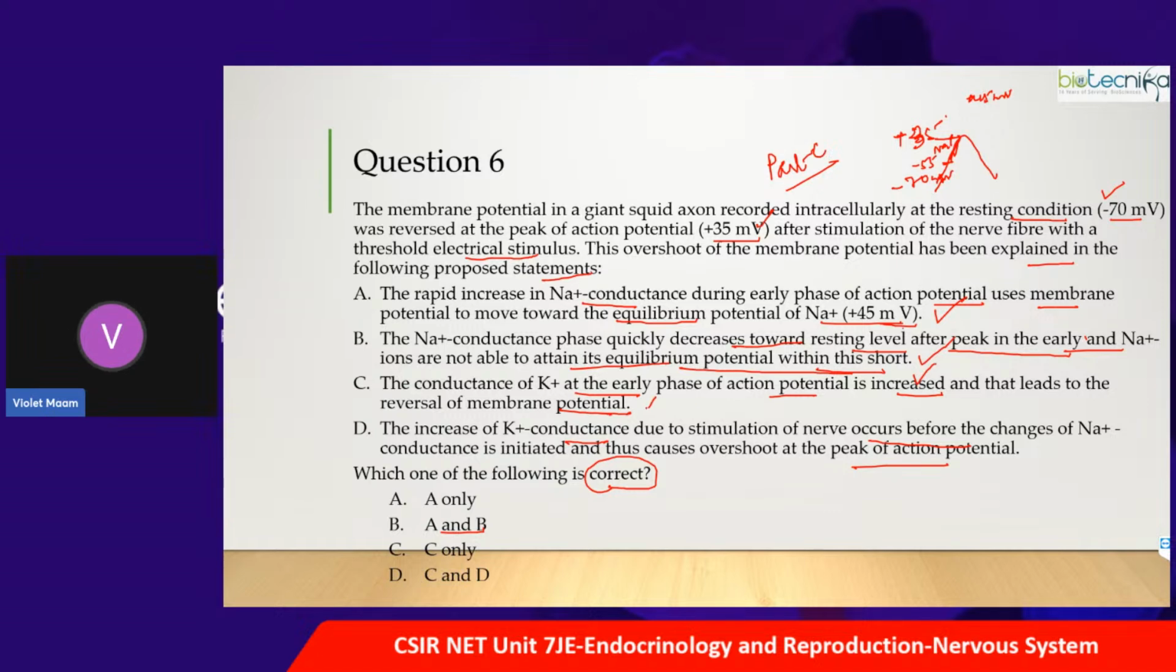So C is incorrect. D says the increase of potassium conductance due to stimulation of nerve occurs before the changes of sodium conductance are initiated. Is it occurring before? No. First it is sodium only. After that, potassium channels will open. So again D is incorrect. So the right answer will be A and B. Option B will be correct over here.